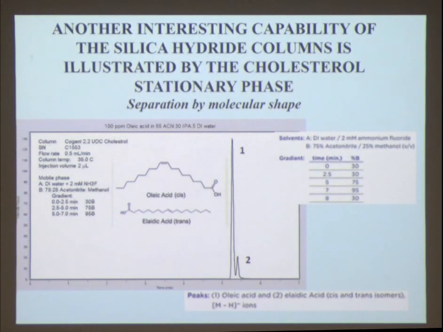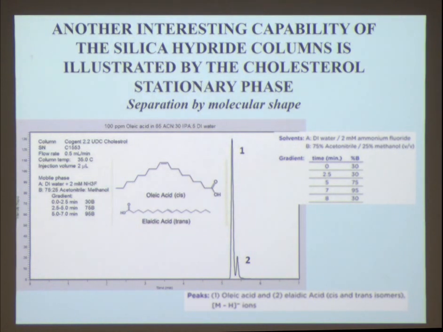Okay, and one other material that we made quite a number of years ago is to bond cholesterol to the surface of the silica hydride. Cholesterol is an interesting compound. Obviously, it has lots of physiological implications. But from a strictly material point of view, it is what is referred to as a liquid crystal. A liquid crystal, in its free state, has properties of both liquid and crystal. In other words, it has liquid properties, but it has a preferred orientation in the liquid state.